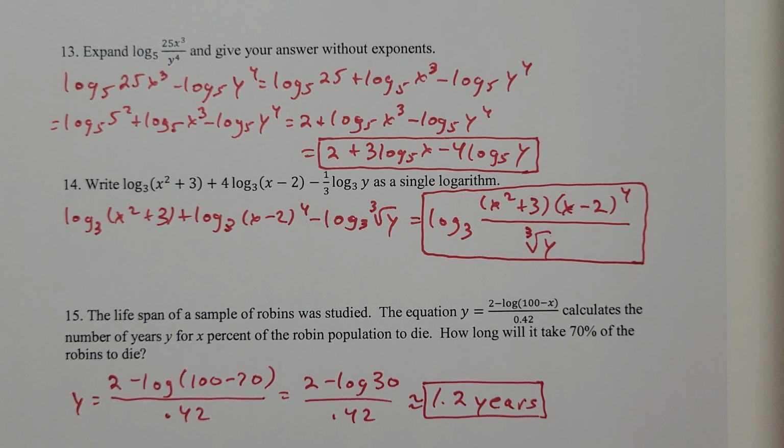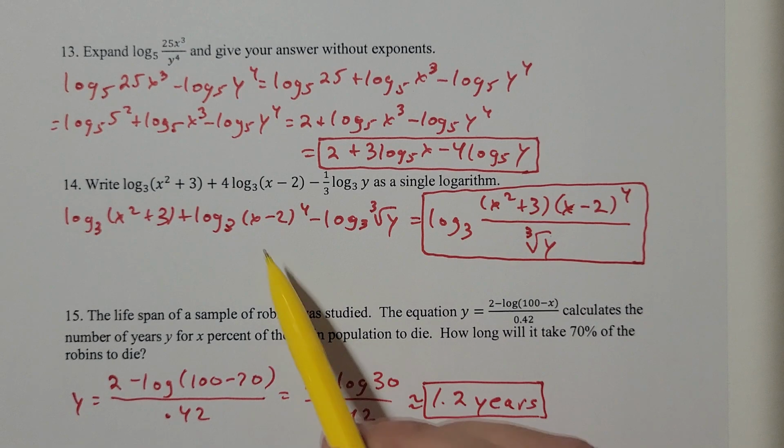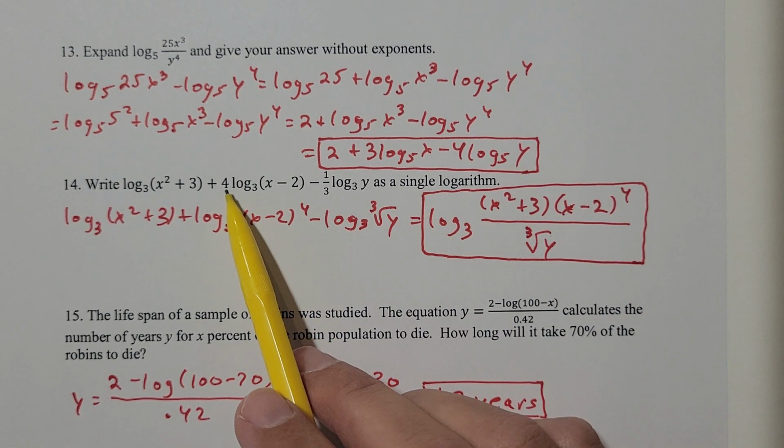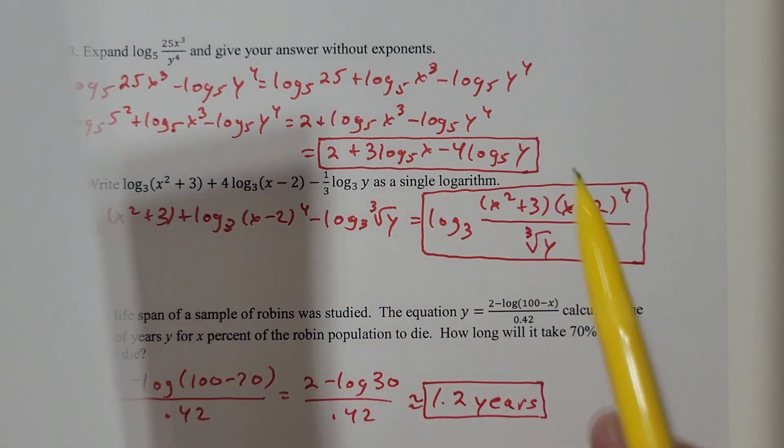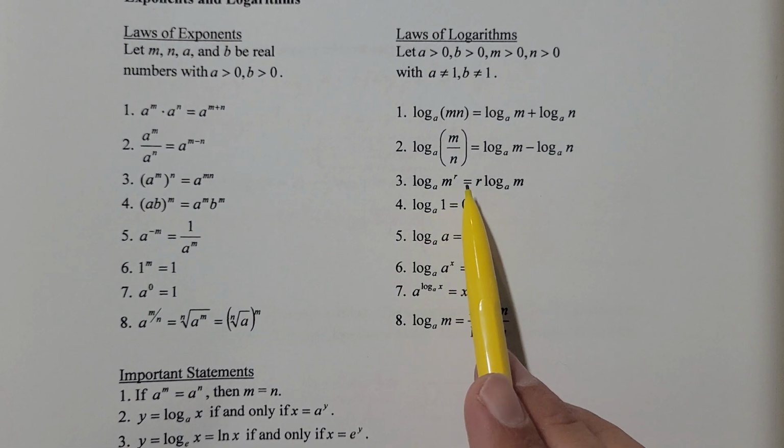Problem 14. They want us to write log base 3 of x squared plus 3 plus 4 times log base 3 of x minus 2 minus 1/3 log base 3 of y as a single logarithm. Okay, so let's go ahead and do that. Now this 4 that's in front of the second logarithm, I can pull that back inside as a power of the inner part. I'm using law 3 to do that.